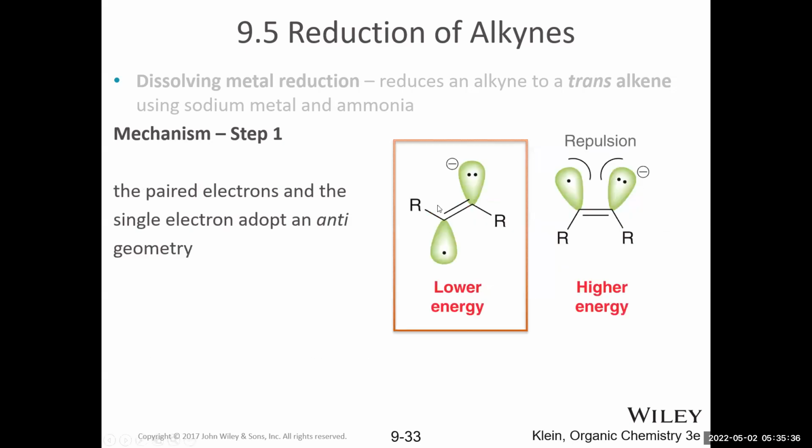From there, the radical anion will form specifically in this orientation where the anion and the radical are on opposite sides of the pi bond. And that's because there's a steric repulsion when we place them on the same side of the pi bond. So it's lower energy to place them on opposite sides of the pi bond, so they adopt this sort of anti geometry.